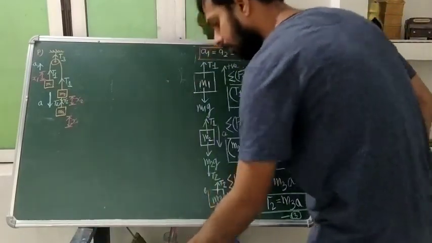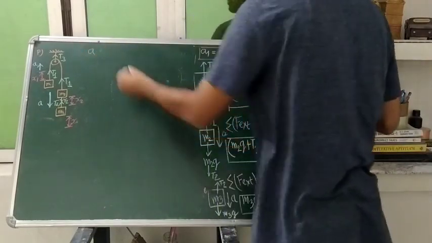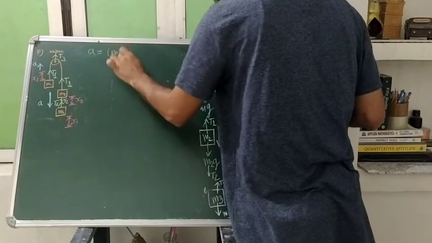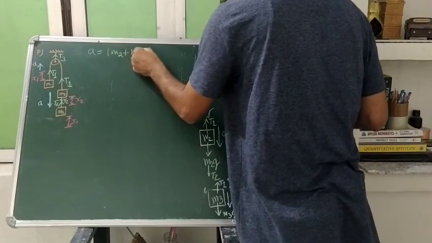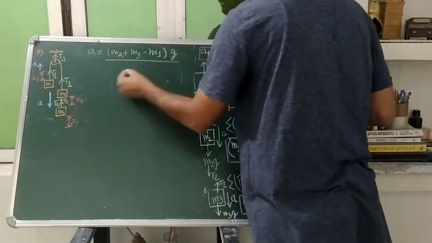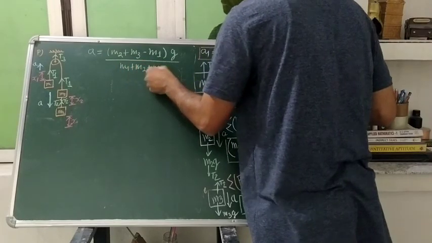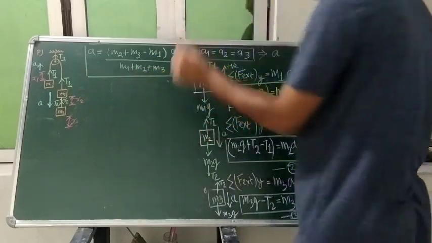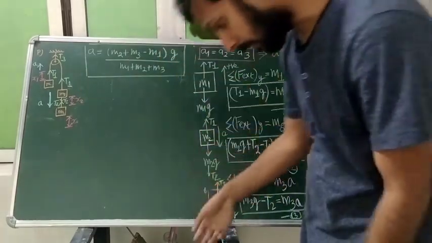So the expression of acceleration, we were getting that our acceleration was the same for all the blocks, that was equal to (m2 plus m3 minus m1) times g upon (m1 plus m2 plus m3) here. Okay, it was the acceleration we were getting in this case, (m2 plus m3 minus m1)g.